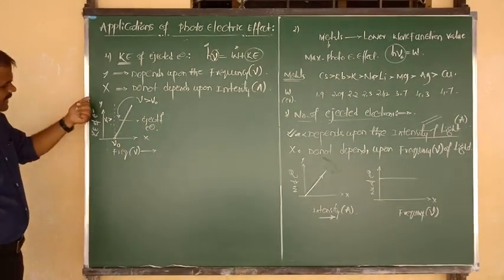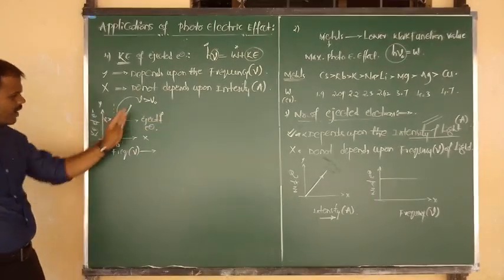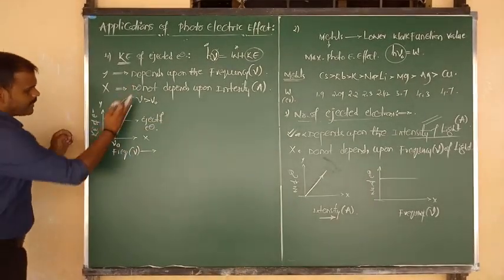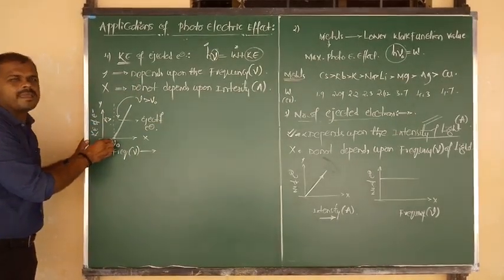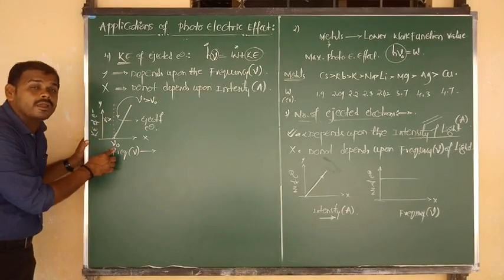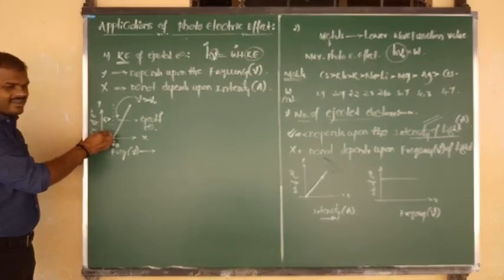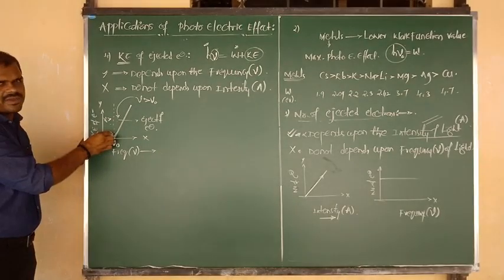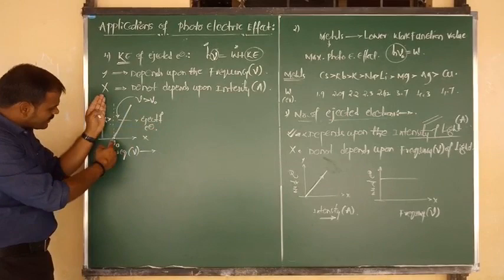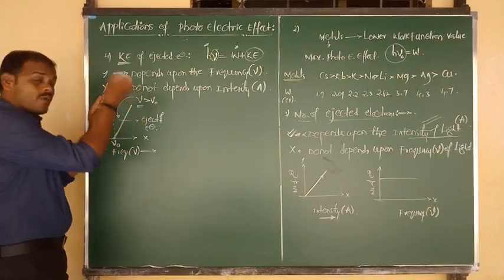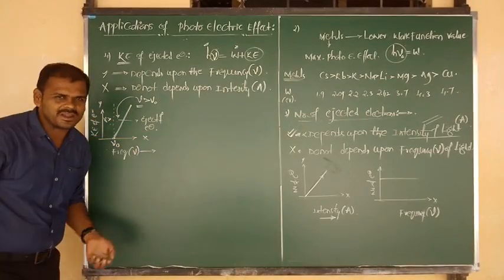So the kinetic energy of the ejected electron depends upon frequency; both are directly proportional. We have drawn a straight line, but we have given some gap. The gap is with respect to nu naught, the threshold frequency. In this area, ejection of electrons will not take place. And after this dashed line, after this nu naught point, nu is more, so in this area ejection of electrons will be possible.